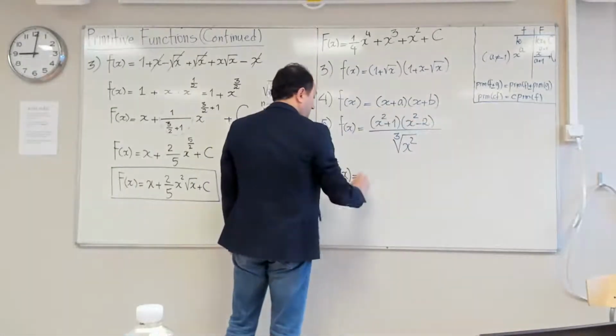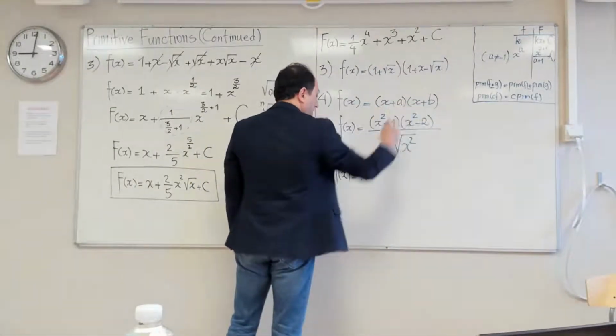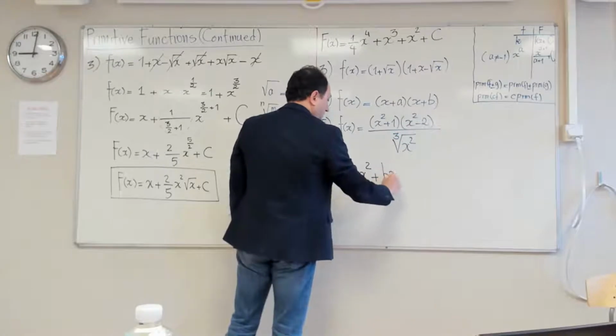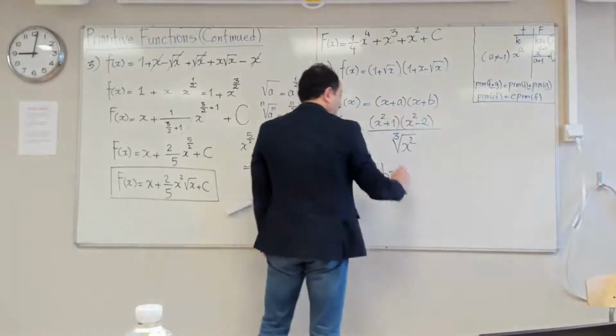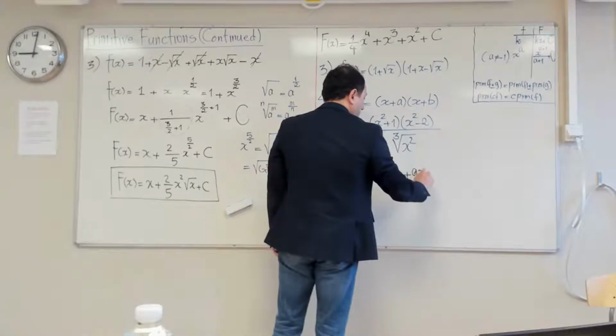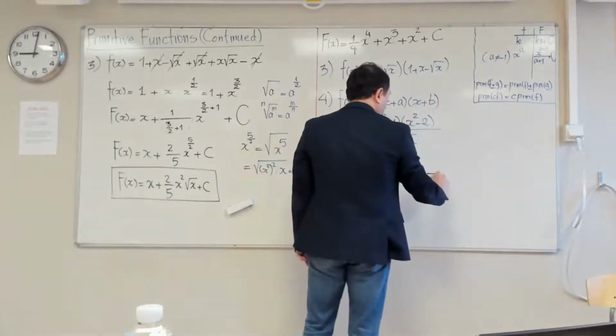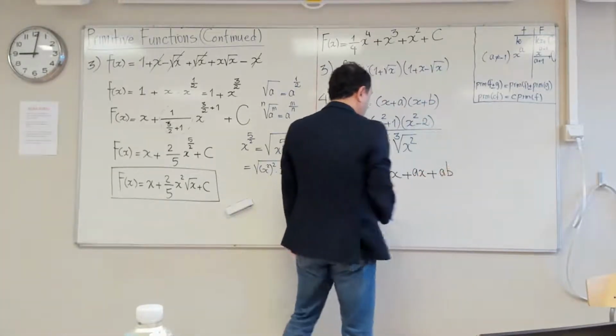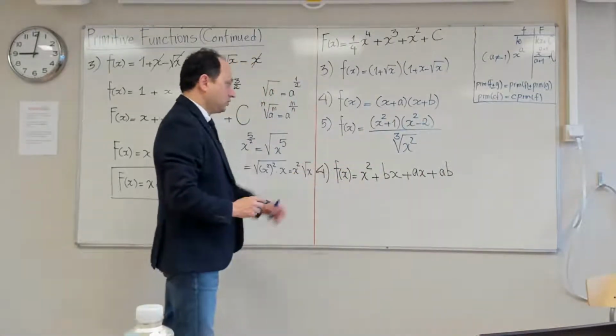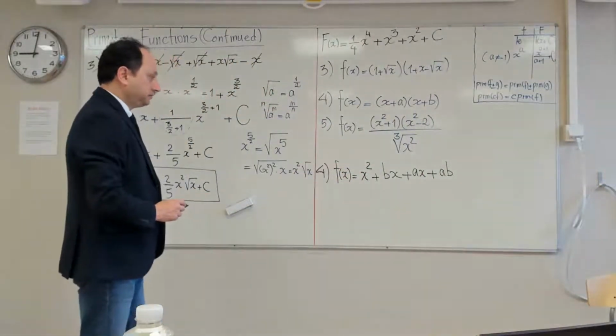So this becomes x times x, x squared. x times b, I would prefer to write bx. a times x is just ax. And then a times b is ab. Make sure that you understand what is going on. If not, please let me know.